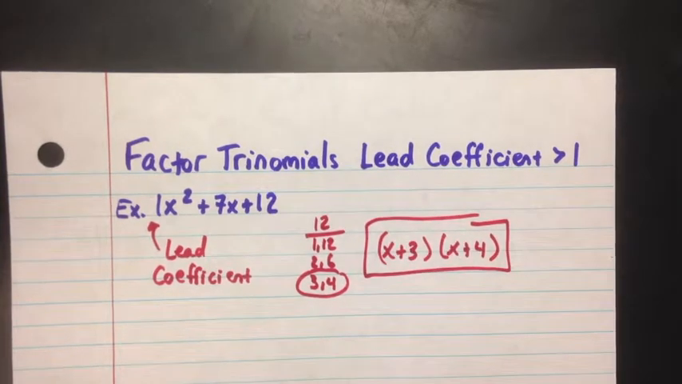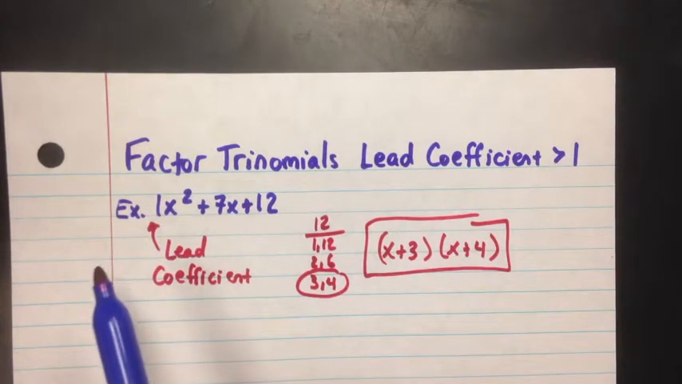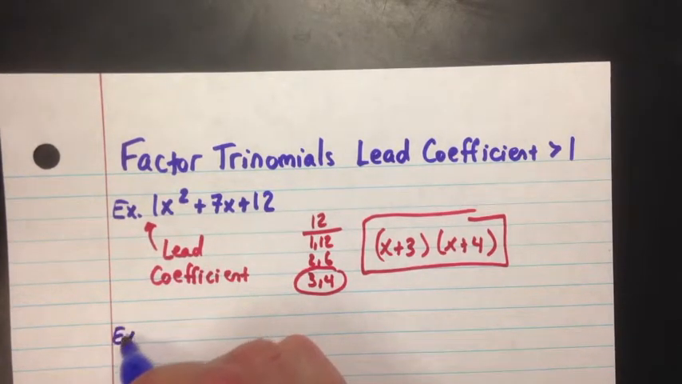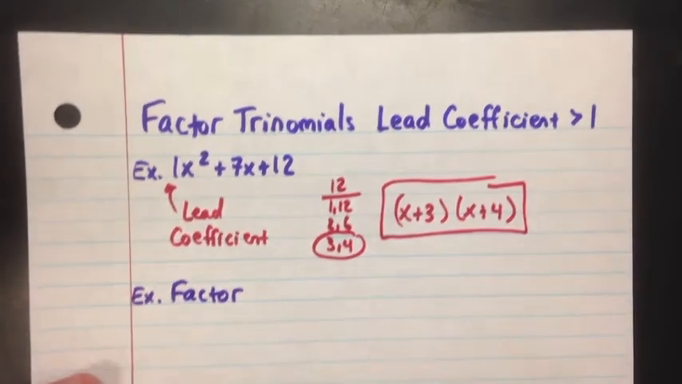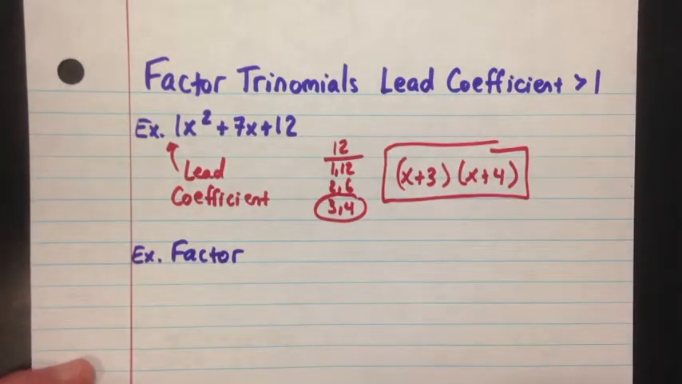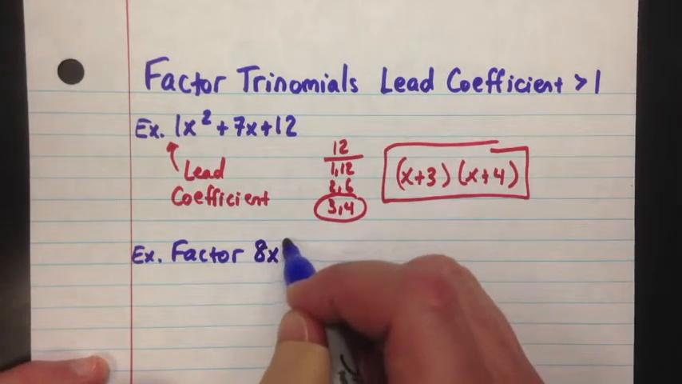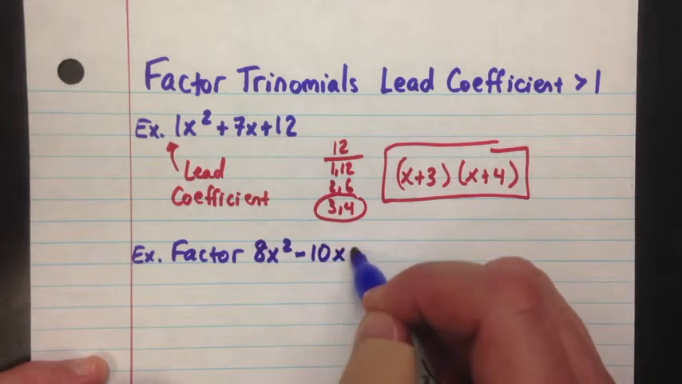Now that's a nice pattern. The problem is that it doesn't always work. What happens if your lead coefficient is not a 1? What if it's something bigger than that? For example, factor 8x squared minus 10x plus 3.